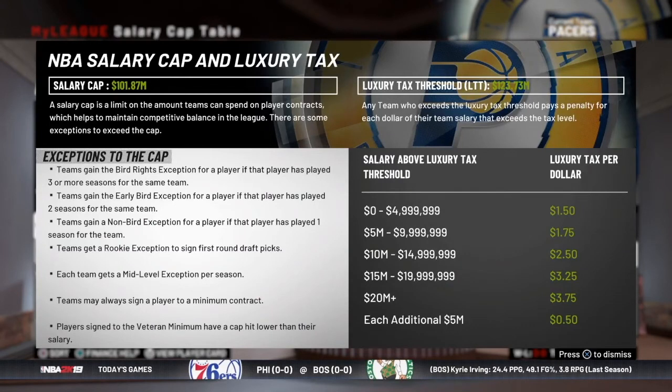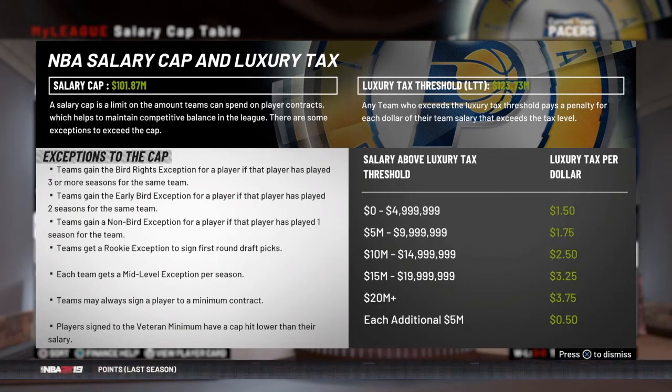Okay, so once you know the number of bird years a player has accumulated, that tells you what that player's bird rights are in terms of negotiating a contract with that player, even if it would put you over the cap. Because you'll notice on this instruction screen that exceptions to the cap, the very first 3 are related to bird years. So you have the bird rights exception, the early bird exception, and the non-bird exception.